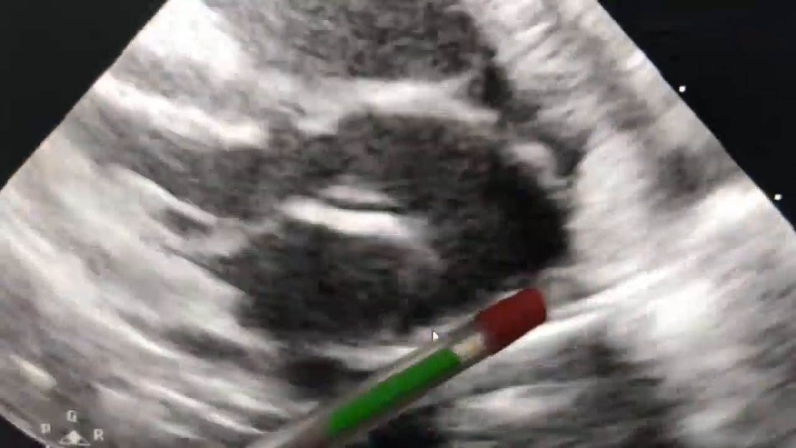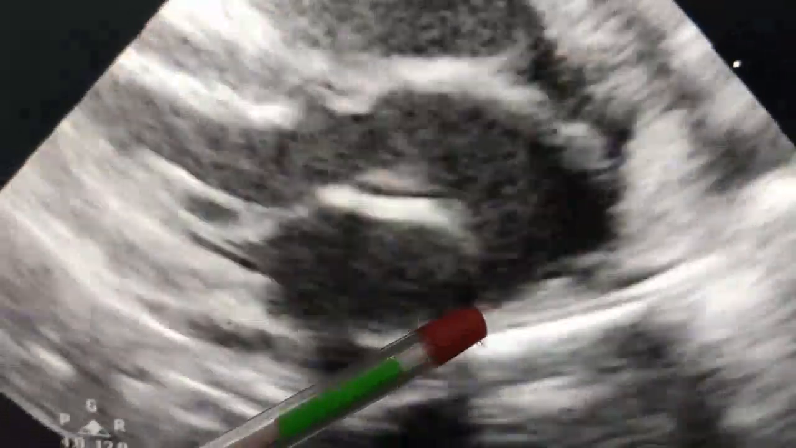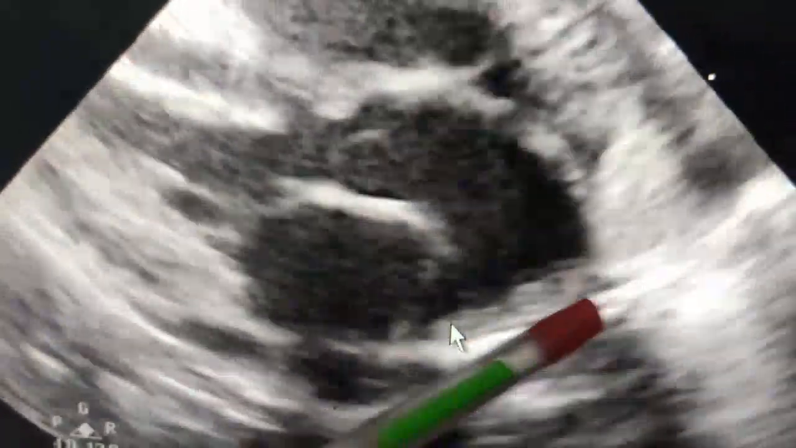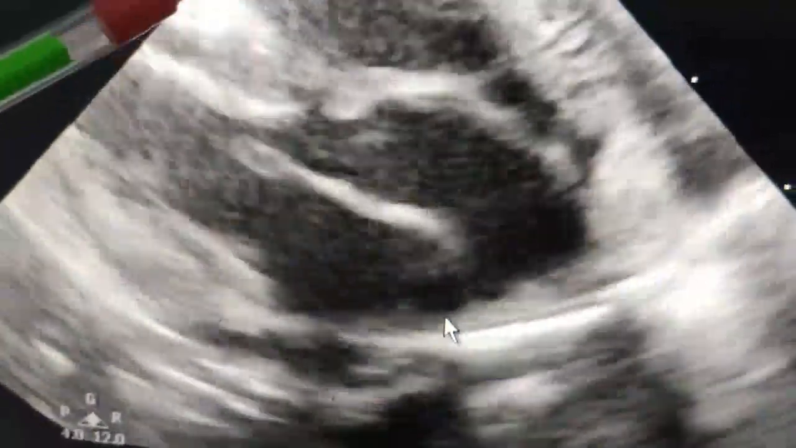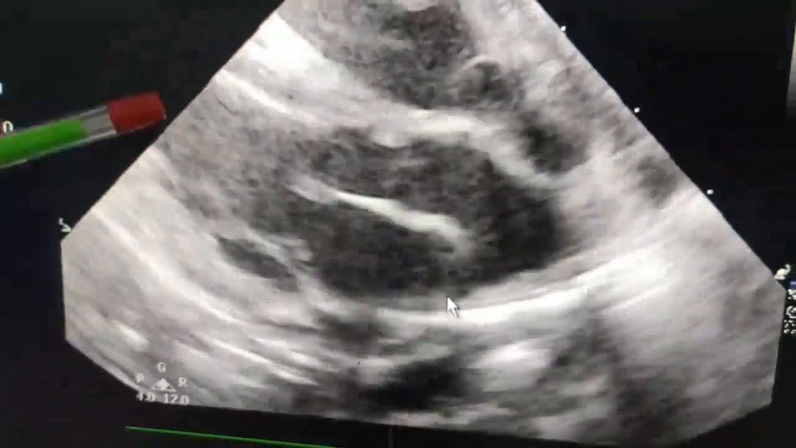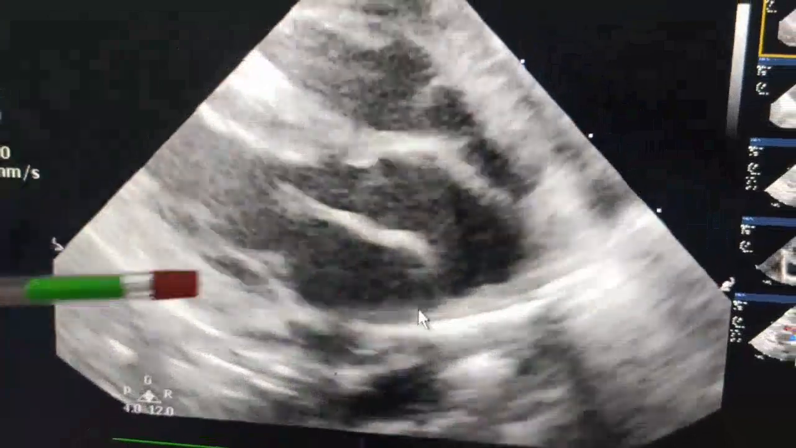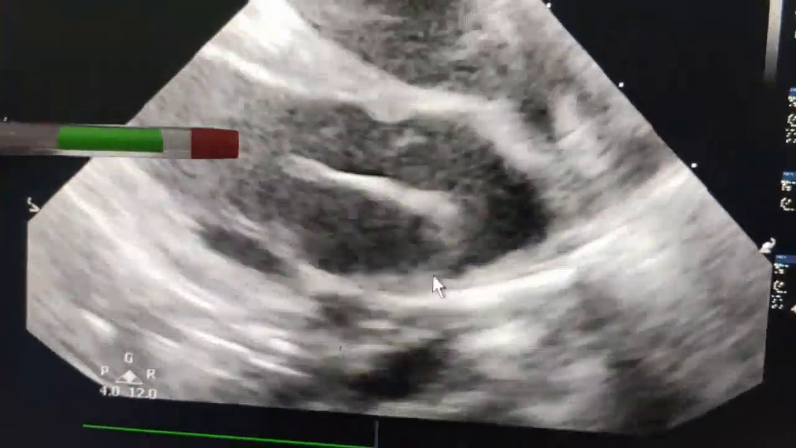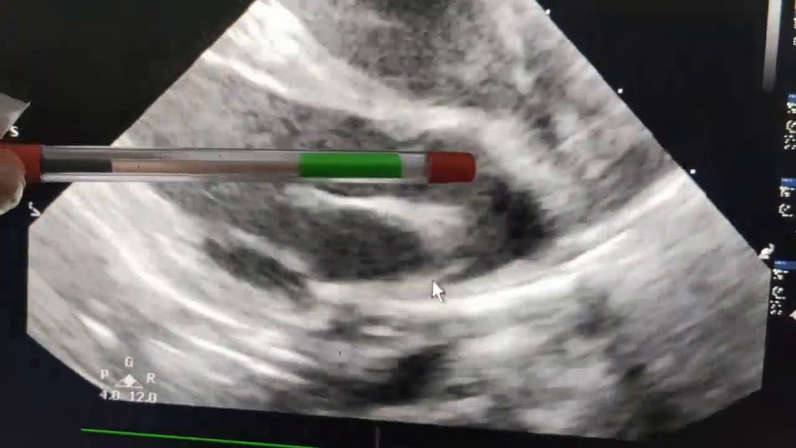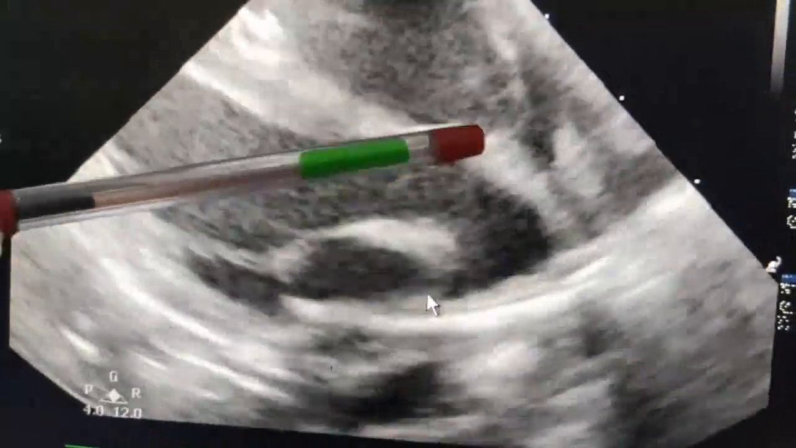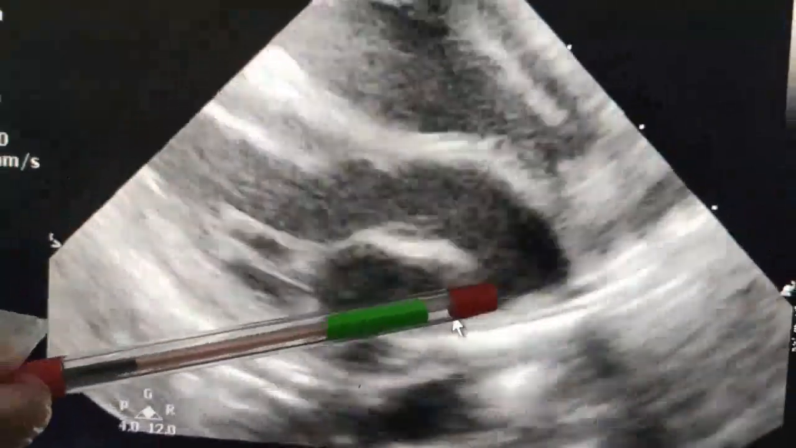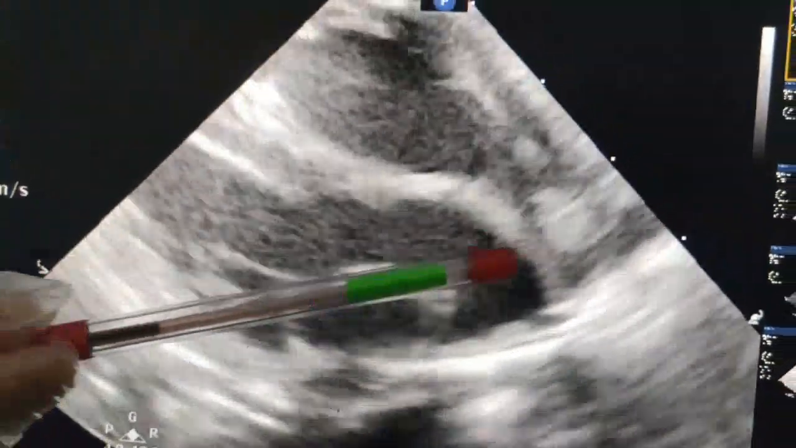You can see the branches. This is a right pulmonary artery, and that is a left pulmonary artery. Can you see? This is on grayscale 2D echo, and this is a moving image. You can appreciate left ventricle is attached to the pulmonary artery. How do we know it is pulmonary artery? The pulmonary artery is branched. It is showing right and left branches.